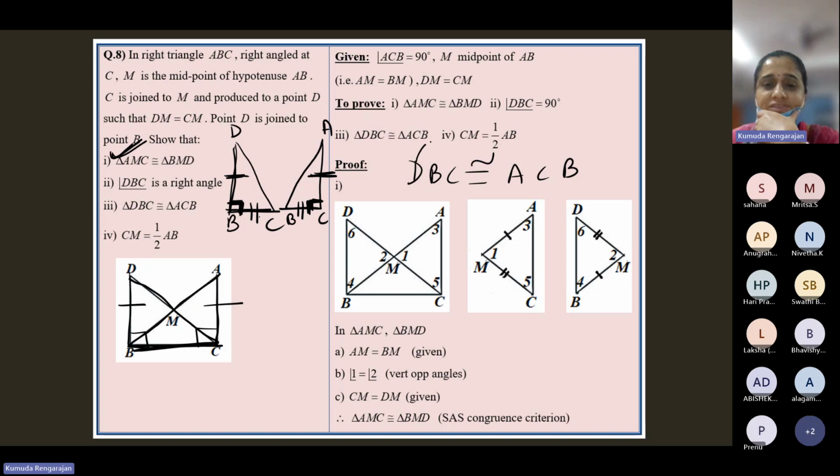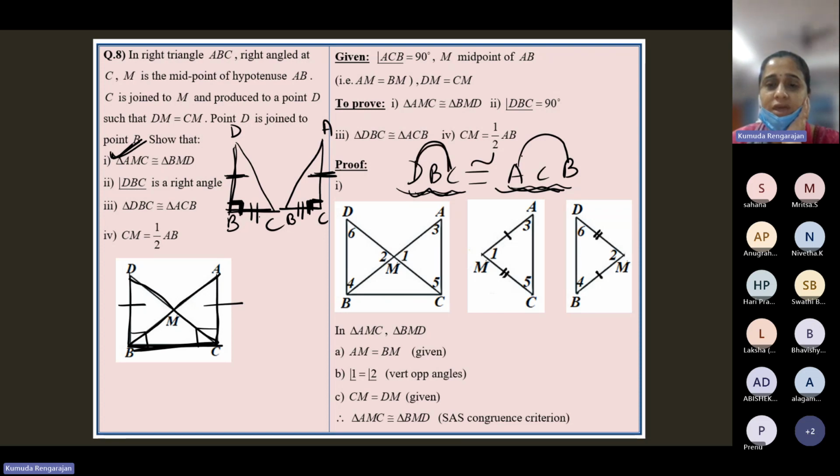So you can see here, DC is equal to AB. Children, see, this one has to be named in a particular order. And we have discussed that. You cannot name it in any way. Once you show that the triangles are congruent, naming the triangles in the correct order is very important. Only then you will get the corresponding parts correctly.